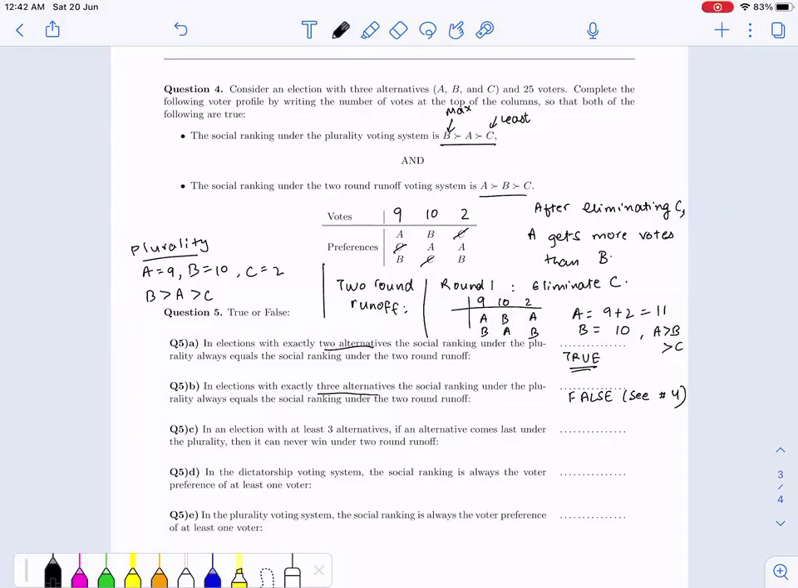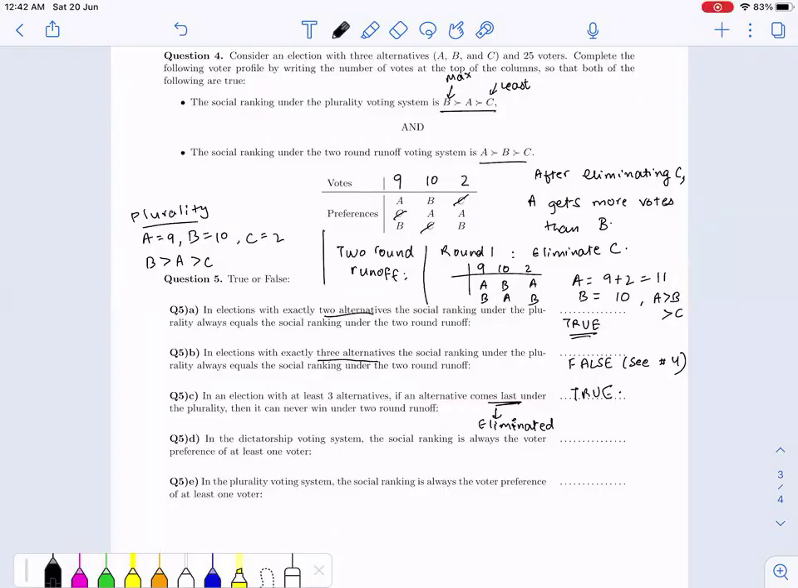Okay, so the next one says that in an election with at least three alternatives, if an alternative comes last under the plurality, then it can never win under the two-round runoff. This is clearly true because if it comes last, then it's eliminated. So it doesn't even move to round two, so it cannot win the two-round runoff. This one says that in a dictatorship voting system, the social ranking is always the voter preference of at least one voter. This is true.